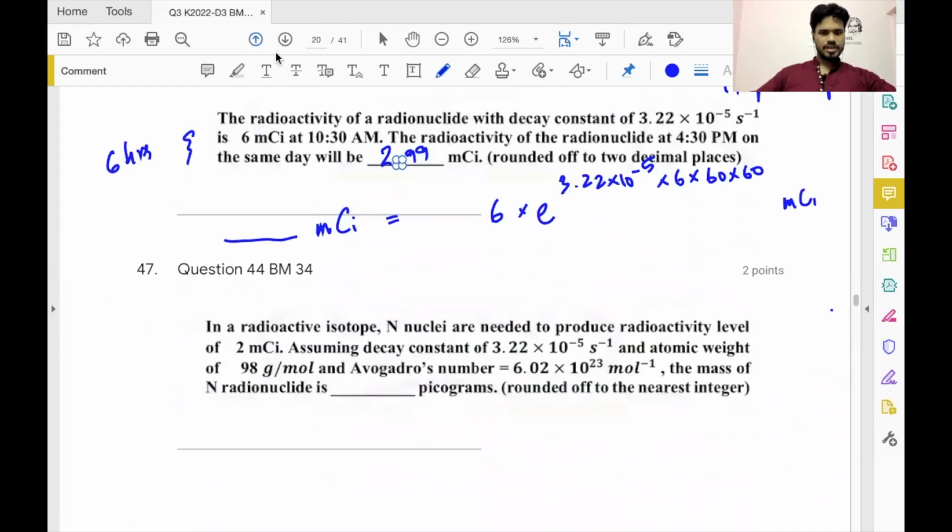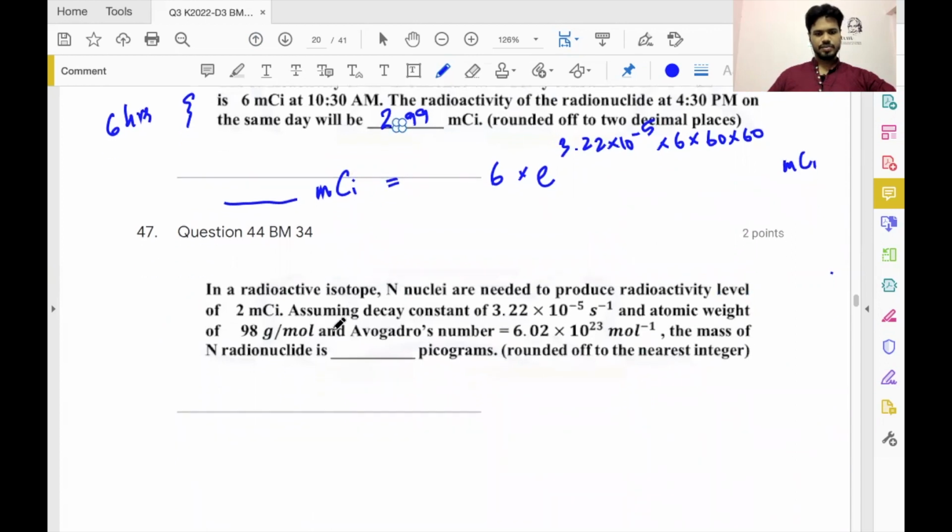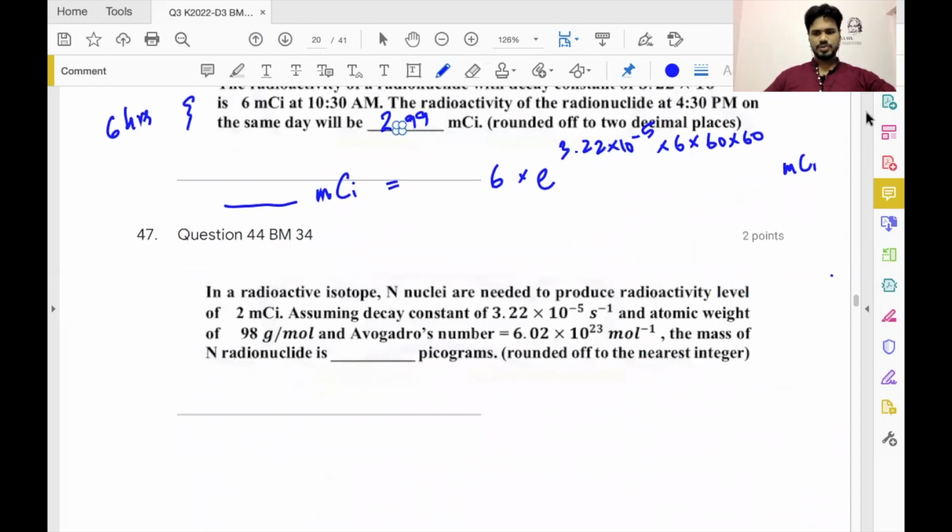Then here we have this problem. A radioactive isotope is needed to produce a radioactivity level of 2 millicurie. Assuming the same decay constant, the atomic weight is given, and the Avogadro number is given. The mass of the radionuclide in picograms is, okay. Now we have to do some mole conversions, right? How do we do that?